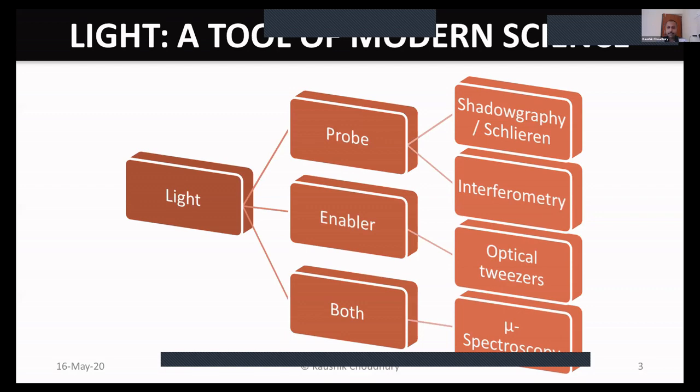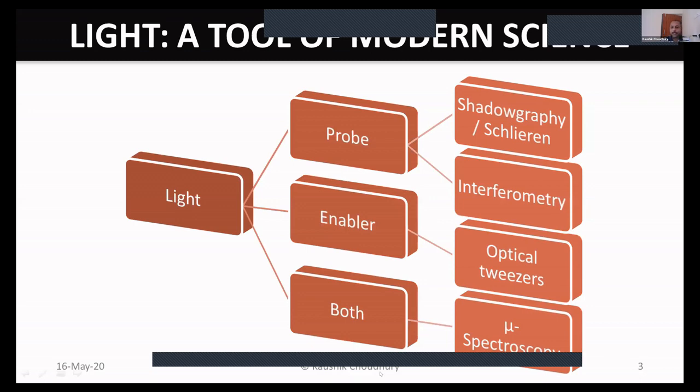What makes light a unique thing is that it can be used as a probe. Like many other things, light can be used as a probe of experiments. So you can use light to probe something, get some information out of something. Light can be used as an enabler. So it can enable someone to do an experiment. And light can be used as both. So I will take some of the experiments from these and try to put up a big picture of how light is an inevitable part of modern science.